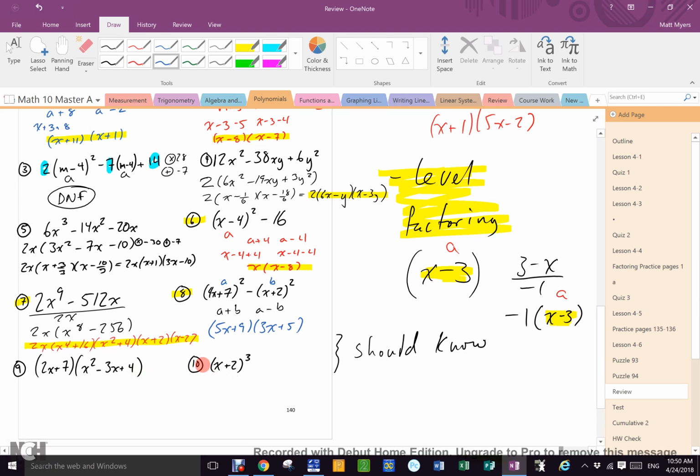And then these were just expansion. Do I need to go over them? Let's just expand them twice. Distribute, distribute, distribute, distribute, distribute, distribute, collect your like terms.